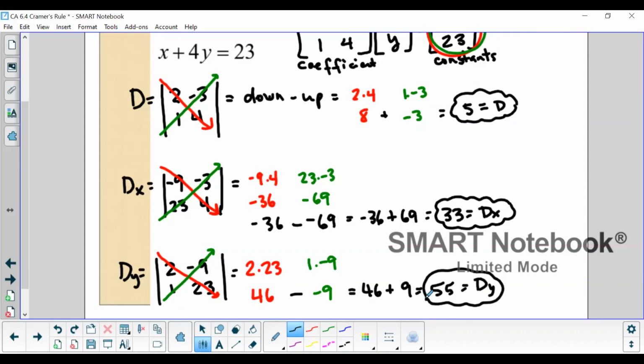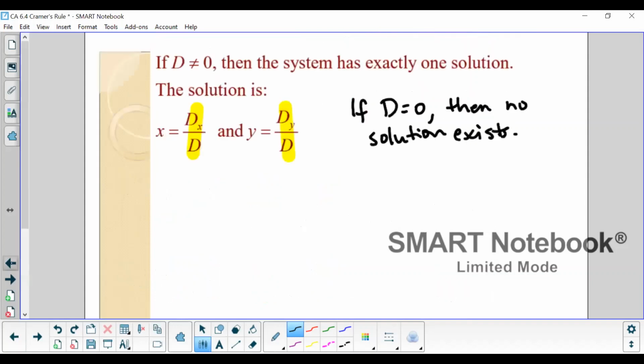And we're not done. That was a lot of math, but that's not actually my final answers. Remember, our goal is to find the solution, right? The ordered pair x, y. So I'm going to go back to the previous slide for just a moment. In this slide, it said to find x, you do dx over d. Whatever you calculated there, you're going to divide those two things. And to find y, you do dy over d. So that's what we're going to do now. And then we'll be done.